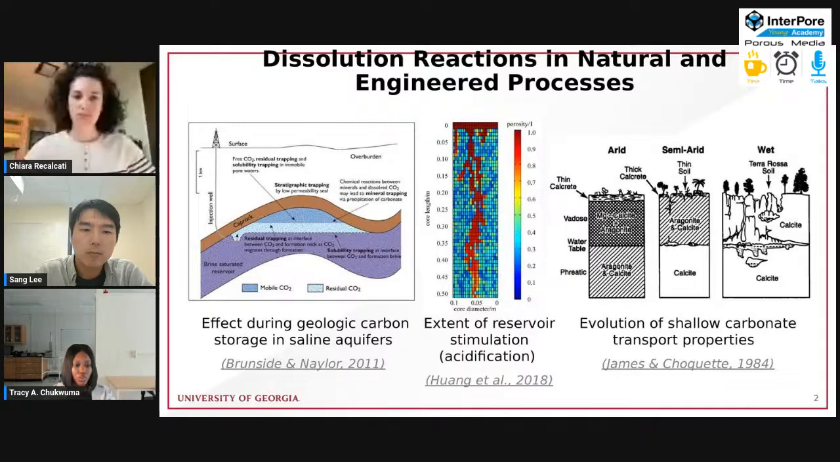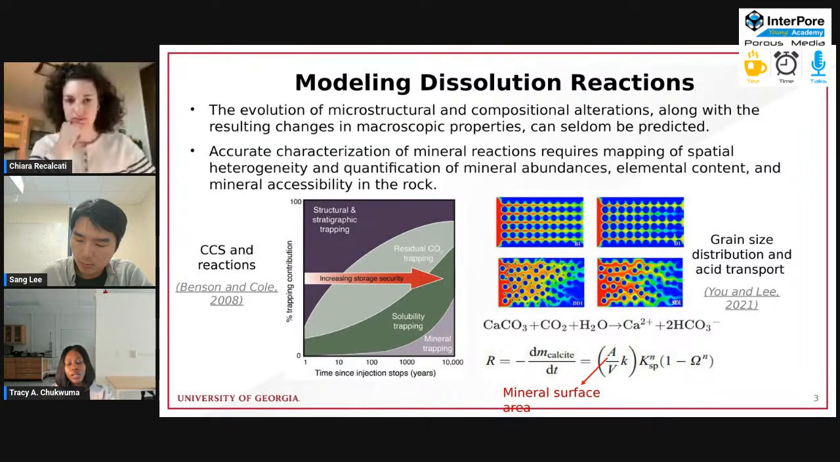But usually these studies of dissolution reactions are focused on single mineral formations like limestones, where we assume that most of the matrix is going to react in this process. But in our particular study, we were looking at multi-mineralic rocks like sandstones, where there's spatial heterogeneity in the minerals that are actually involved in these dissolution reactions. So how then do we model these dissolution reactions?